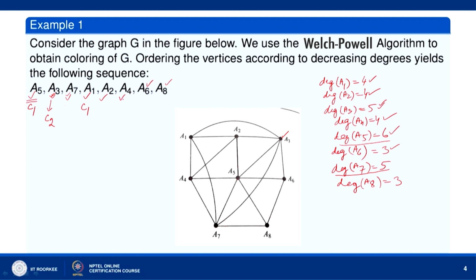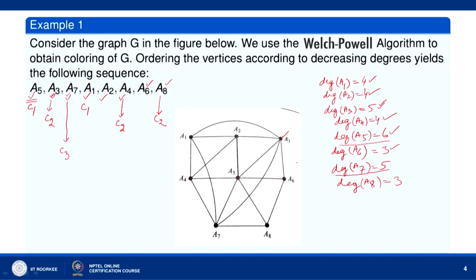So, A4 is assigned color C2, and then A6 is adjacent to A3, so we leave it. A8 is not adjacent to A3, so we give it color C2. A8 is also given color C2. Now, we have completed color C2. We go back and start with A7. A7 is given color C3.